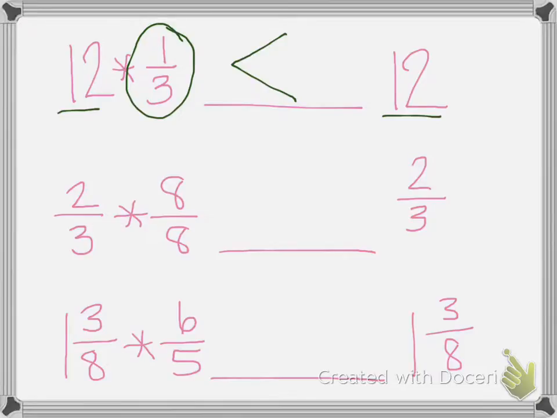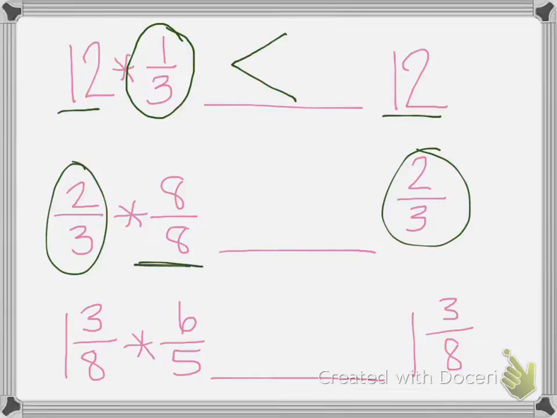Next, we have 2/3 times 8/8 is greater than, less than, or equal to 2/3. So we have 2/3 on both sides, which means we're looking at what we're multiplying by, which is 8/8. 8/8 is equal to 1. Anytime we multiply any number by 1, it stays the same. So this is going to be equal.